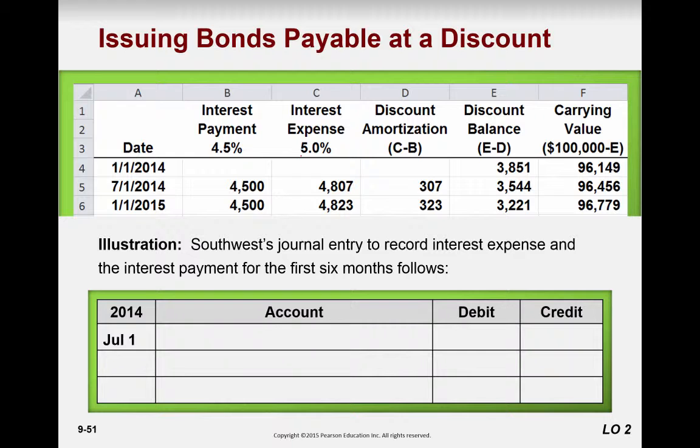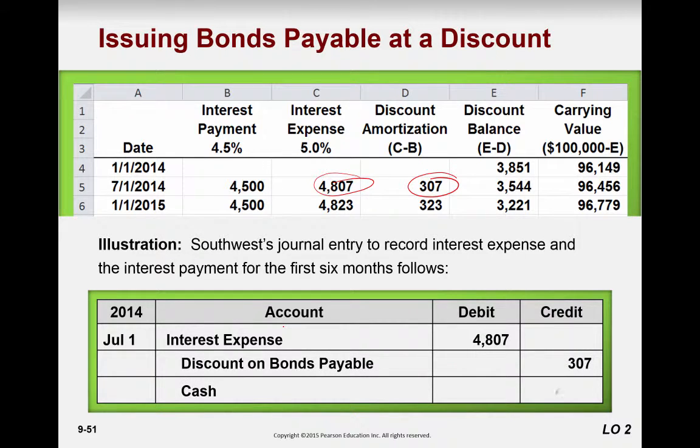So our journal entries to record these interest expenses and these interest payments for the first 6 months. Here we're going to have our interest expense. We get that amount right here, and then our discount on our bonds to equal the actual interest payment that we are making. So your interest payment will be interest expense plus your discount amortization equals your interest payment.